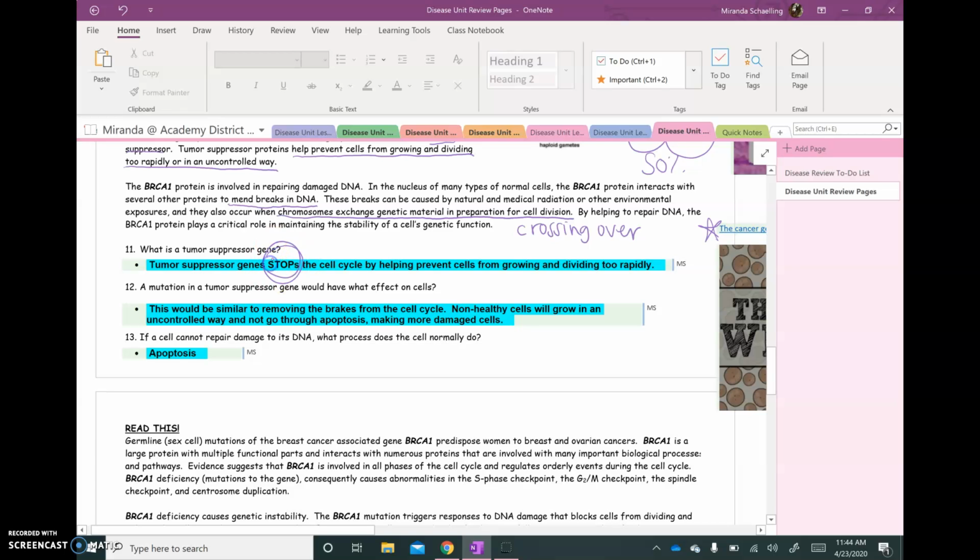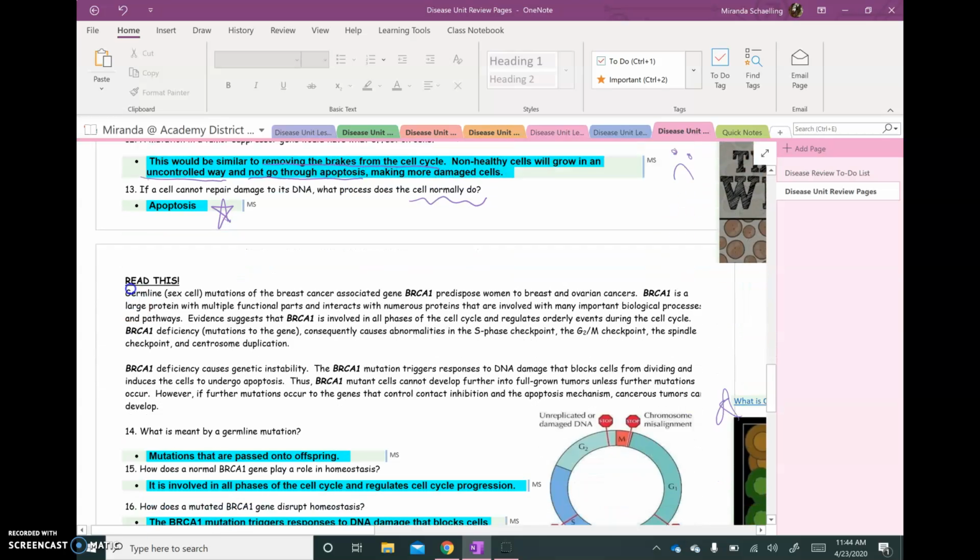It stops the cell cycle by helping prevent cells from growing and dividing too rapidly. Losing it would be similar to removing the brakes from the cell cycle. Non-healthy cells would grow in an uncontrolled way and would not go through apoptosis, making more damaged cells. So this is altogether sad face bad. Okay. If a cell cannot repair the damage to its DNA, what process does the cell normally do? Apoptosis. But remember, a lot of times cancer cells don't go through apoptosis, so this is a big issue.